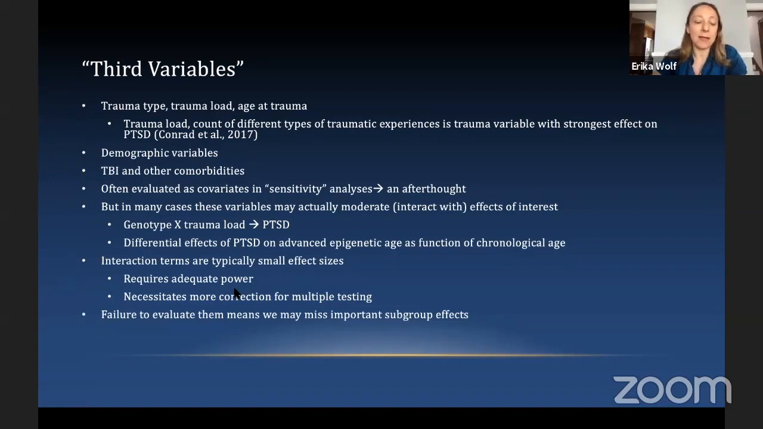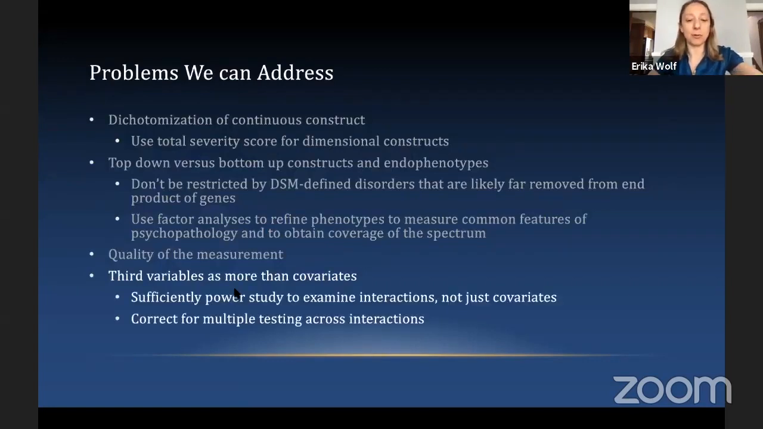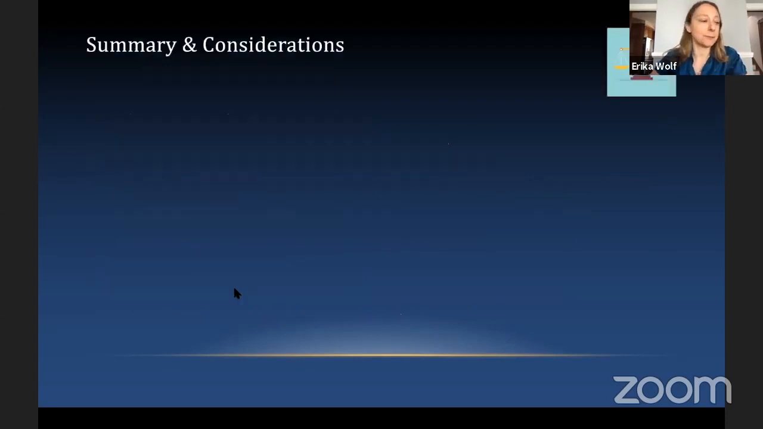So for example, if you don't look at, let's say, trauma load by genotype and predicting PTSD, well, you might miss the fact that there could be genetics of PTSD for people who really have small trauma load. And so they maybe have more of a genetic predisposition towards PTSD when exposed to even low levels of trauma. And if we don't model that interaction term, we may actually miss that effect. So the moral of that story is really just to sufficiently power our samples in order to look not just at covariates and confounds, but also the interaction effects.